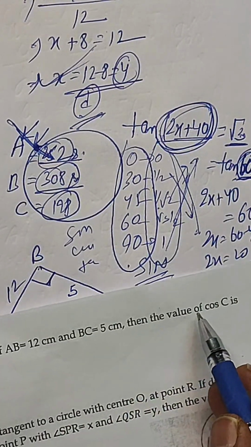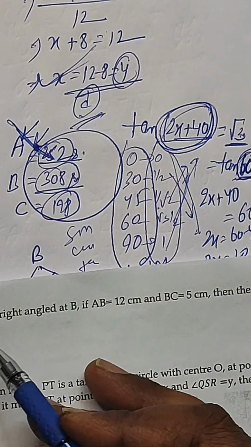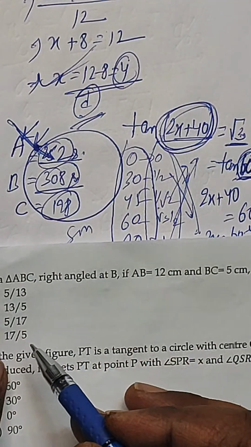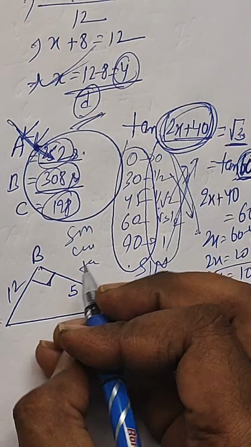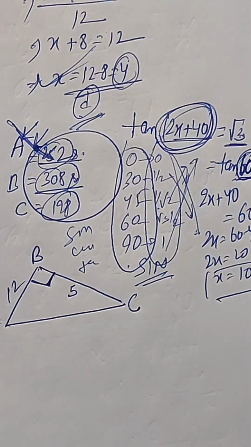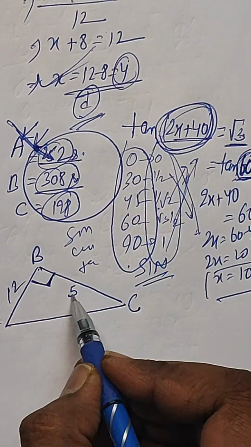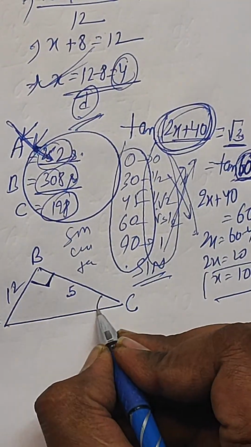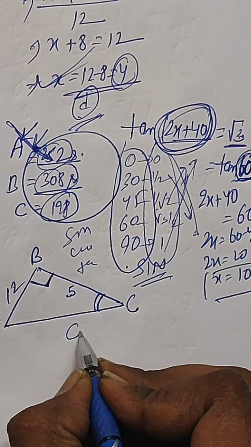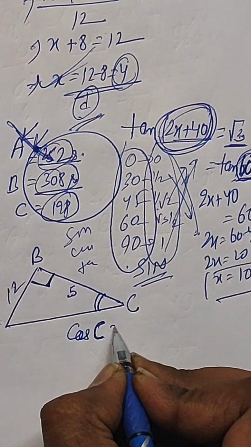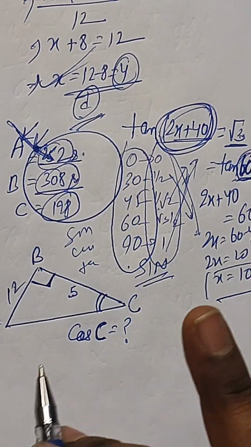Then the value of cos C is what? 5 by 13, 13 by 5, or this much. Which option is correct? Value of cos C. So if this is 90, and this is 12 by 5, then considering this angle, if this is angle C, it has been asked what is cos of C, right? So don't panic.